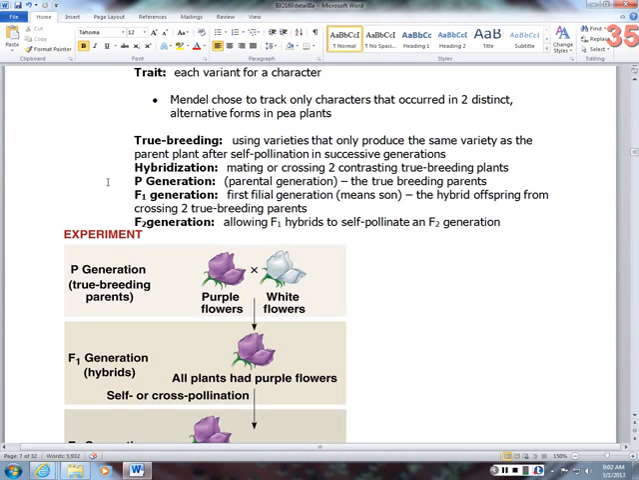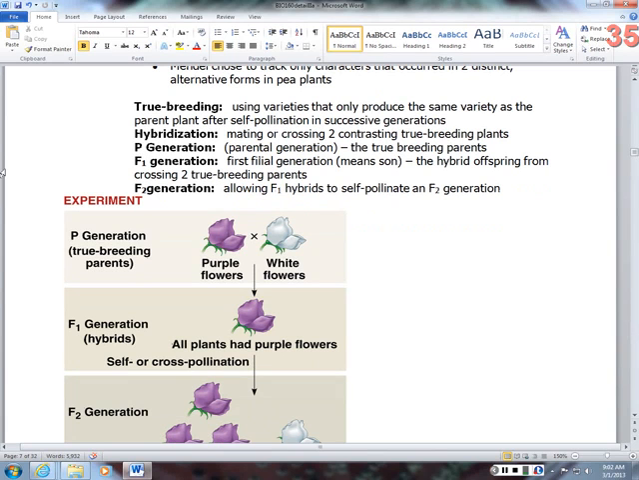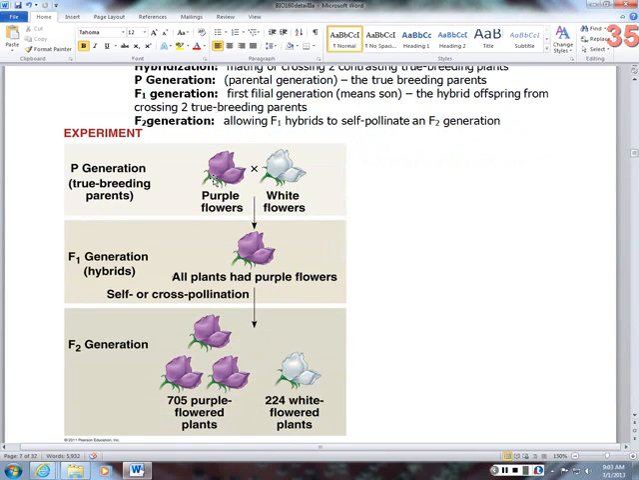So the P generation, or the parental generation, is the true breeding parents. The F1 generation, where the F comes from filial, which means sons, so the first son generation, is the hybrid offspring from crossing the two true breed parents. And then the F2 allows the hybrids to self-pollinate to create an F2. So your sons that you created from F1 would breed with each other to make the F2 generation.